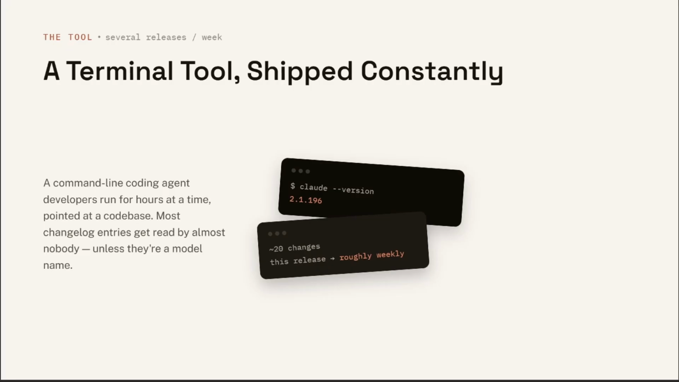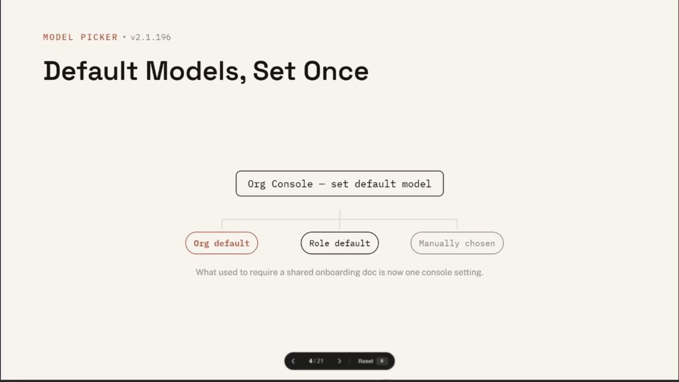Start with the model picker. Claude Code has offered a per session model choice for a while. Type a command, pick a model, work in it. Version 2.1196 added a setting above that layer. Organization administrators can now set a default model for their whole team from the org console. Anyone who hasn't manually chosen a model sees it labeled org default, or role default if it's scoped to a job function, instead of picking blind. For a team lead standardizing which model juniors run by default, that used to require a shared onboarding doc. Now it is one console setting.